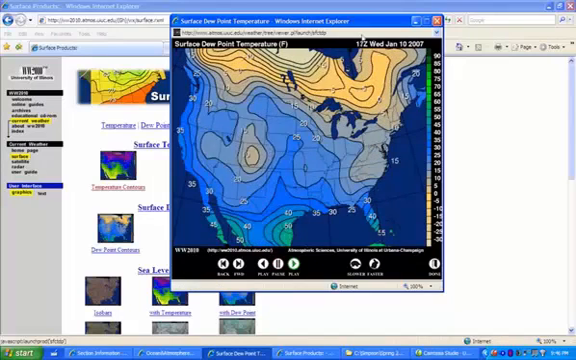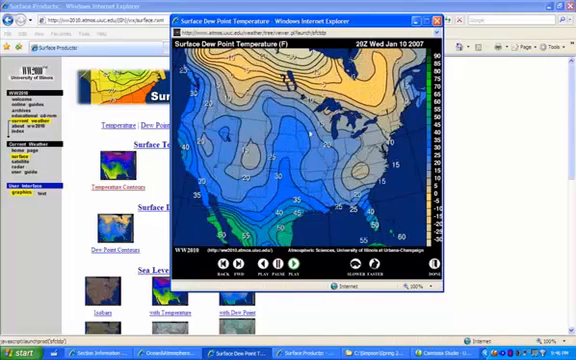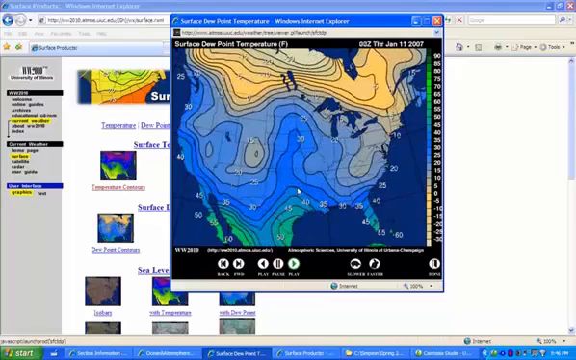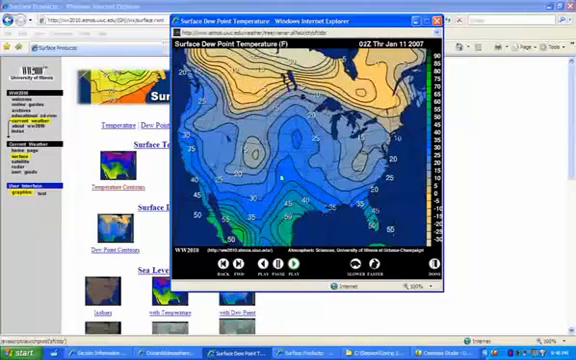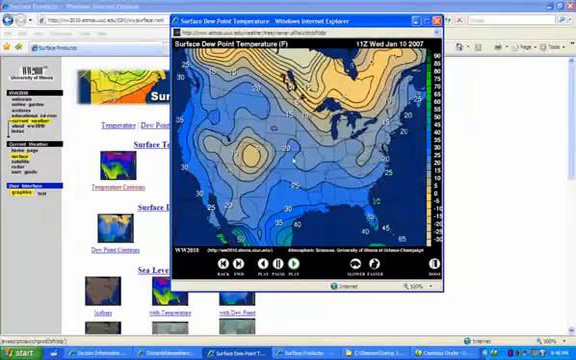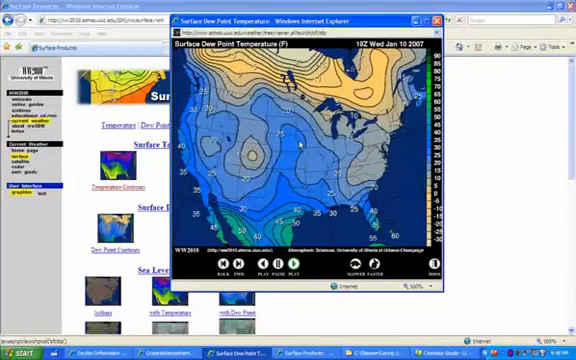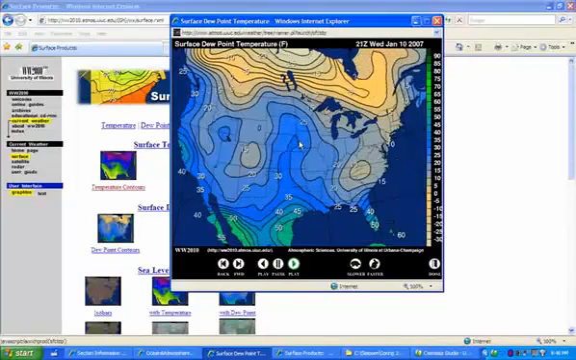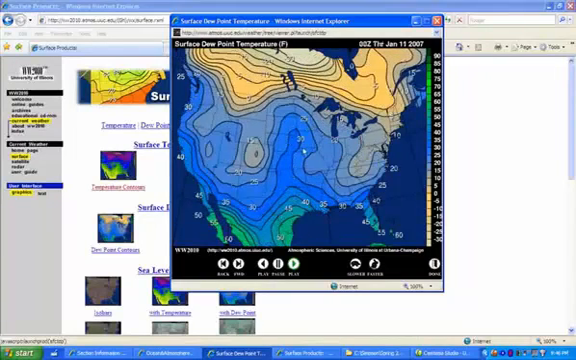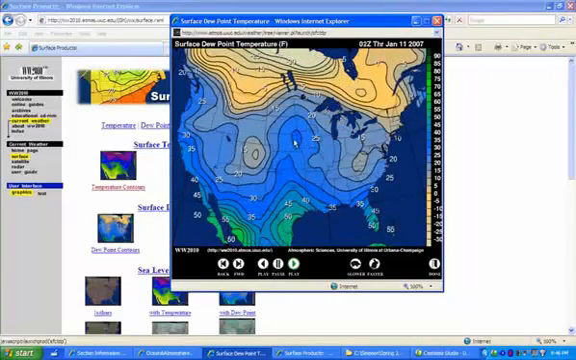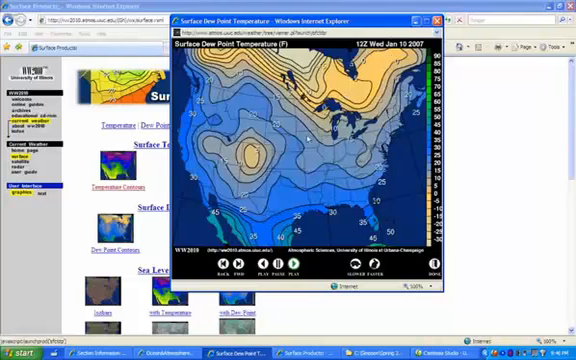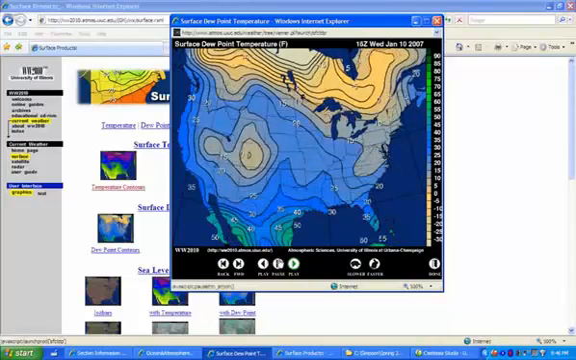Notice the time changing up here at noon. Dew points are in the 20s. Now notice this large area of 30-degree dew points moving up. Recall from the first lecture I said that dew point temperatures are an indication of moisture. So we're beginning to move moisture up into Iowa. And in fact, we get 30-degree dew point temperatures here in Iowa.